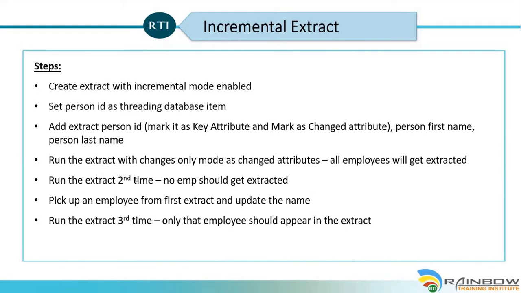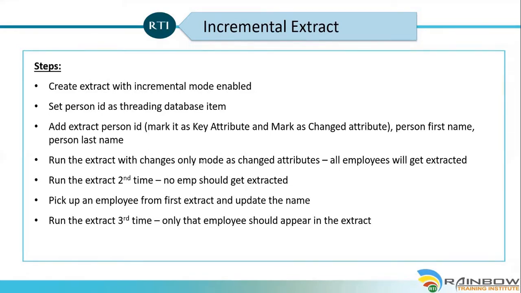When you run the extract for the second time without updating any employee, the output should be blank. You should not see any employees in the second run. Before we run it for the third time, we will pick up one of the employees that was extracted in the first run, update it, probably change the first name or the last name, and run the extract one final time. The output generated in the third run should have only the employee that you have updated. This confirms that the extract is working in an incremental way.